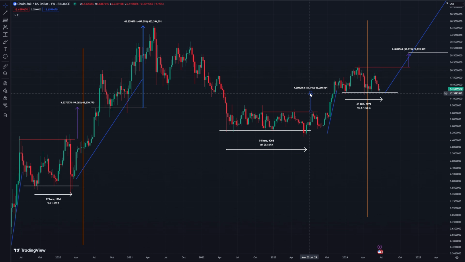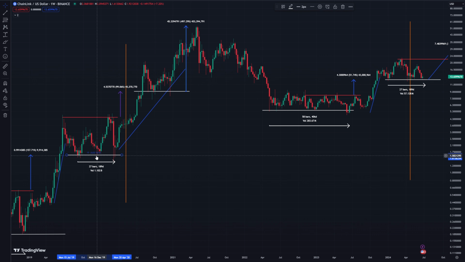So again, we make this move up 50%, and we find a new support at $12, whereas before our old support was $1.50.